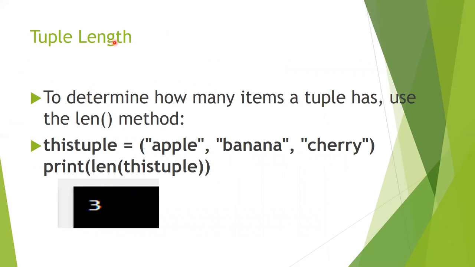Now, if we want to see how many elements are there in a tuple, we can use the len method. For example, we have a tuple containing elements apple, banana and cherry. How many elements are there in this tuple? There are 3 elements, so we can print len of this tuple. It will print the number 3 because there are 3 elements in this tuple.